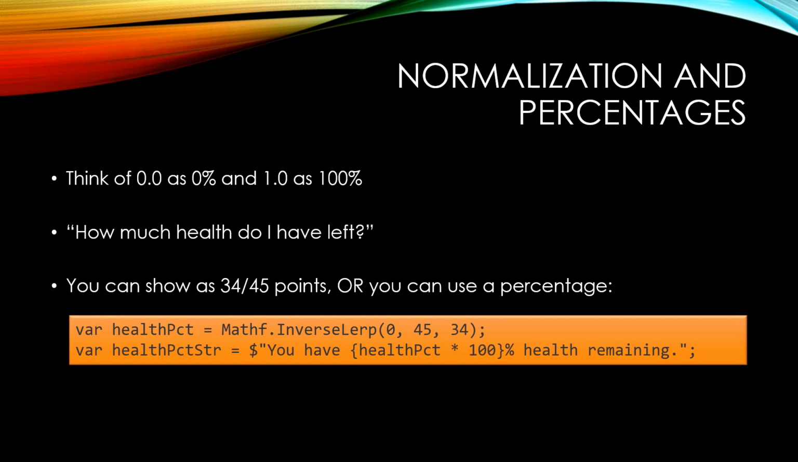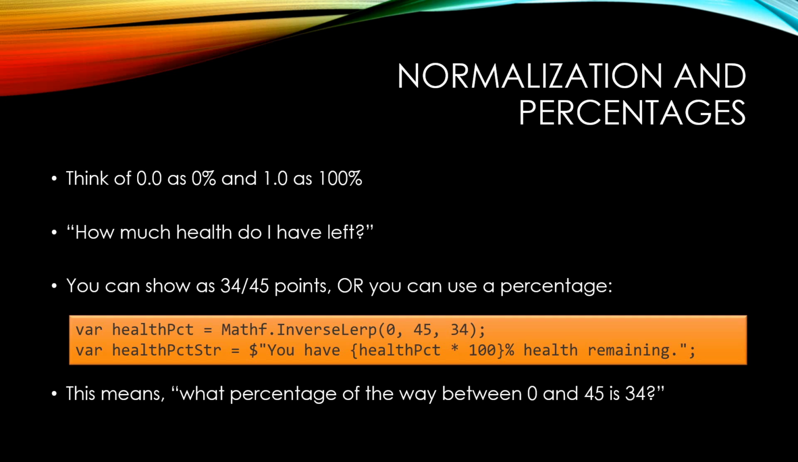The health percent is going to be a value between 0 and 1. And the answer we get is what percentage of the way between 0 and 45 is 34. So we have a simple string that we can construct for the user to say this number between 0 and 1, which again, if you want to get a percentage, you have to multiply by 100 to show it as a percentage, like 100%. And this will tell us the answer to that.